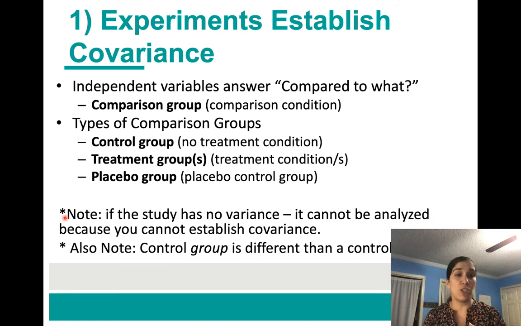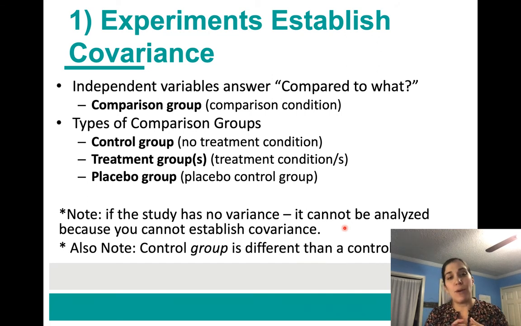Now, two things I want to note, because often students get confused. If a study has no variance, it cannot be analyzed because you can't establish covariance. You can't establish differences between groups. If everybody in all groups scores the same, you have no study. You have a null effect, because what you're saying is that there's no differences between the groups.